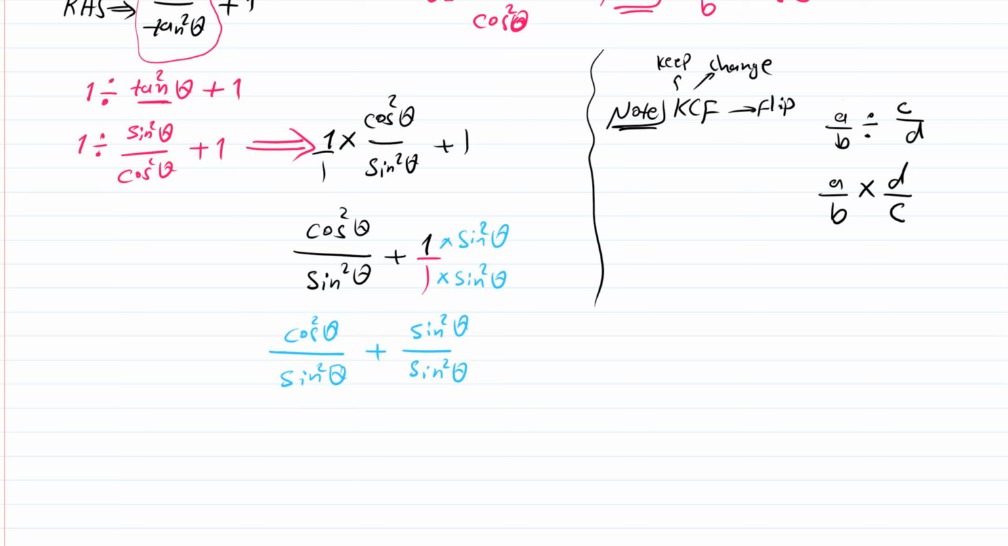Now these two have the same denominator, right? So we can write it down once. So equals, let's erase these lines. We get cosine square of theta plus sine square of theta all over sine square of theta. Students, cosine square of theta plus sine square of theta equals how much?